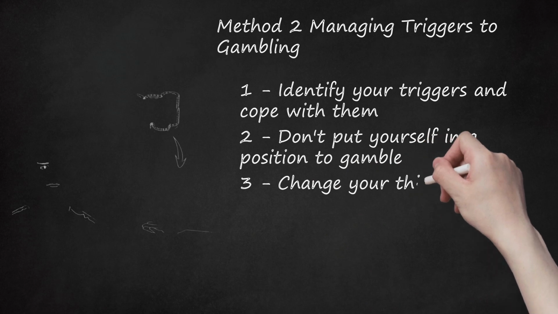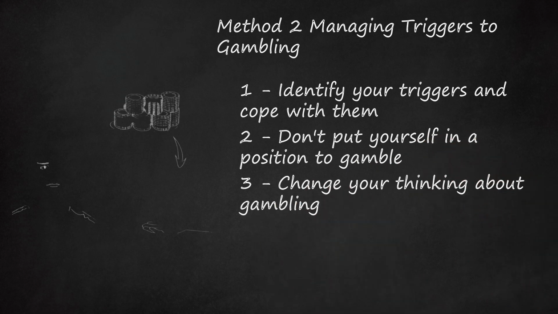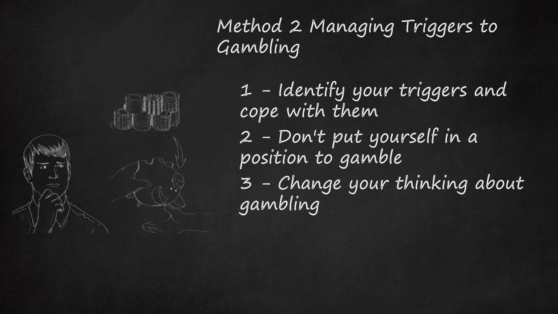3. Change your thinking about gambling. Negative thinking habits such as irrational beliefs, the illusion of control, and the gambler's fallacy can lead to increases in gambling behaviors. Reduce these negative thoughts by identifying them and modifying them. The illusion of control is common in people who gamble. It is the belief that you can somehow control the outcome of the game.